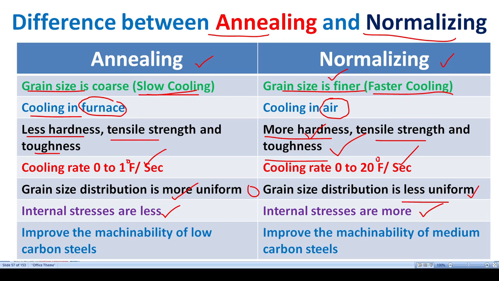Improve the machinability of low carbon steel. The annealing process is used to increase the machinability of low carbon steel. Here, normalizing improves the machinability of medium carbon steel material.